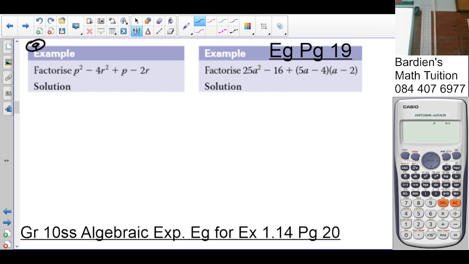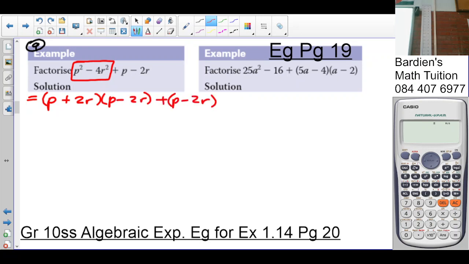Okay. So the question says factorize: p squared minus 4r squared plus p minus 2r. So what we notice here is that, again, there are 4 terms, so it's some type of factorization by grouping. So I look at those 2 terms here. Okay. And as you can see, we can apply the difference of 2 squares. So let's go. The square root of p squared is p, the square root of 4r squared is 2r. So it's going to be p plus 2r, p minus 2r, plus p minus 2r.